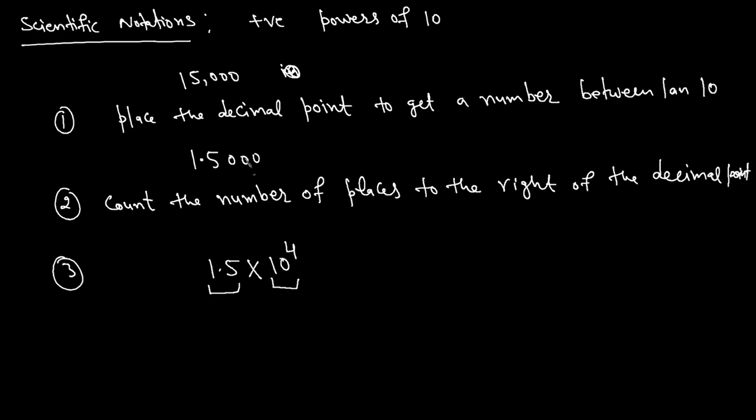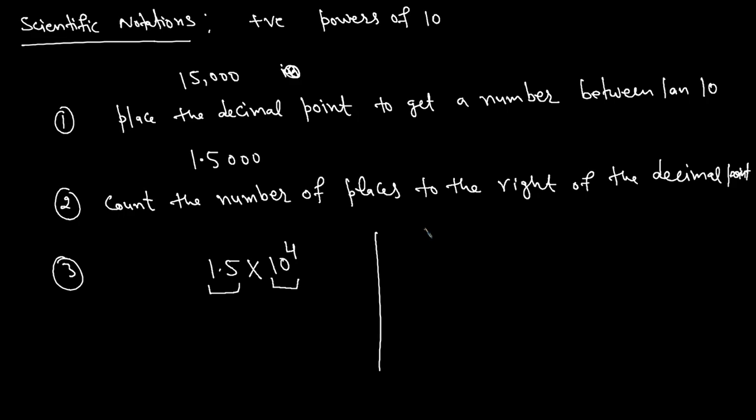Okay, so first step is place the decimal point to get a number between 1 and 10. So we place decimal here, it becomes 1.5, which is a number between 1 and 10. And then we're going to count the number of places right of a decimal point. So 1, 2, 3, 4. And then we're going to write our scientific notation here. Let me do another example.